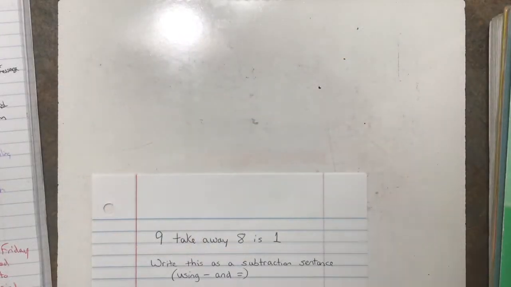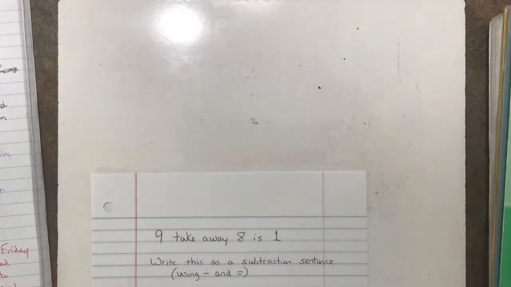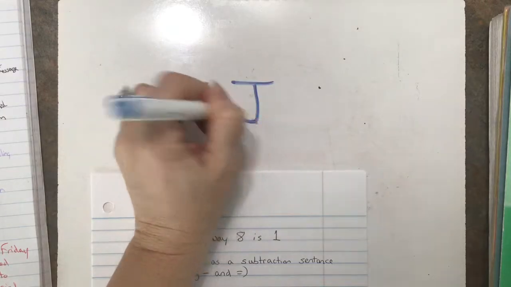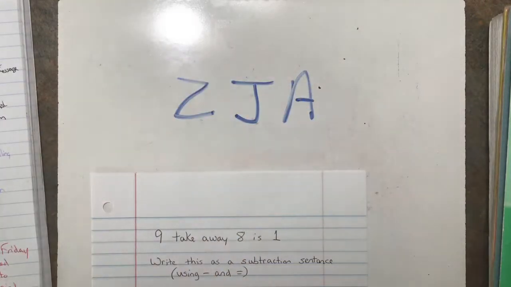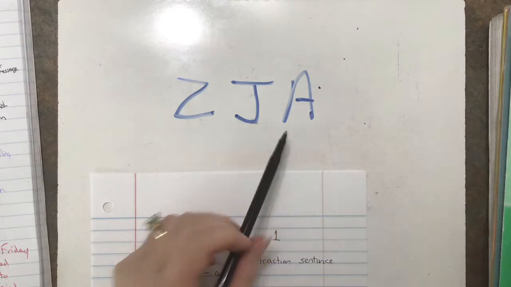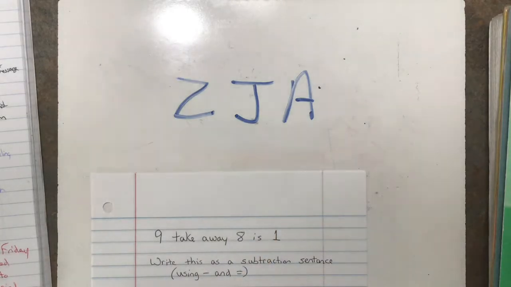Hello friends, today we're going to do another lesson on subtraction. Today's IXL skill that we're going to be focusing on is letters Z, J, A. So you can go onto IXL.com, go up to the top of the screen where there is a search window and type in Z, J, A, and it will take you straight to these problems that we're going to be covering today.